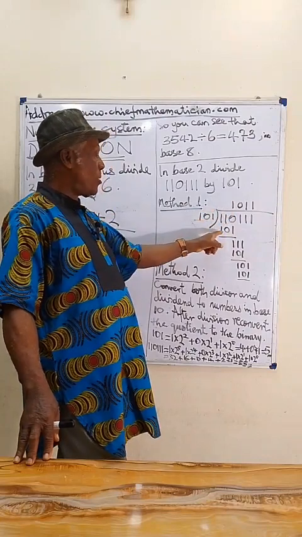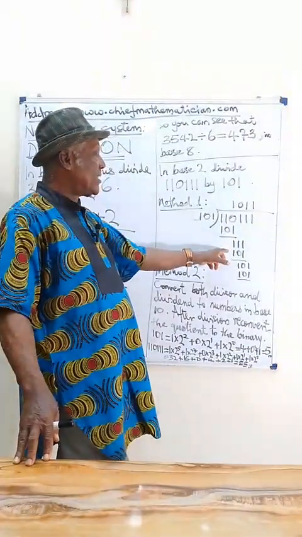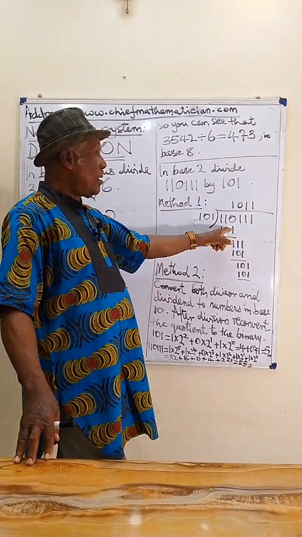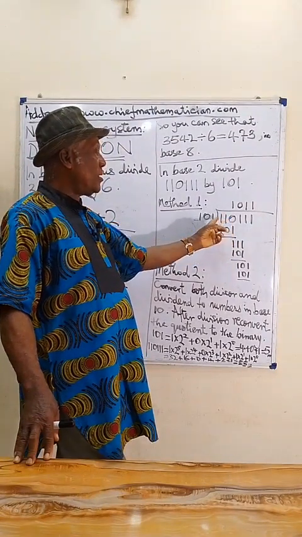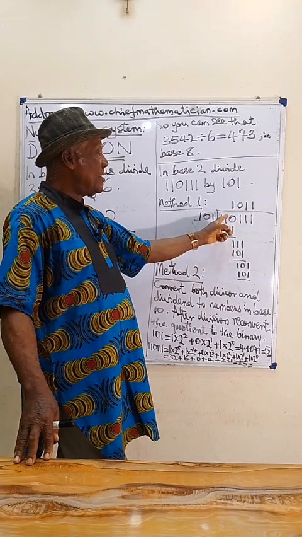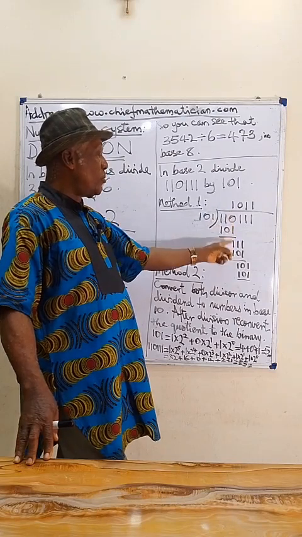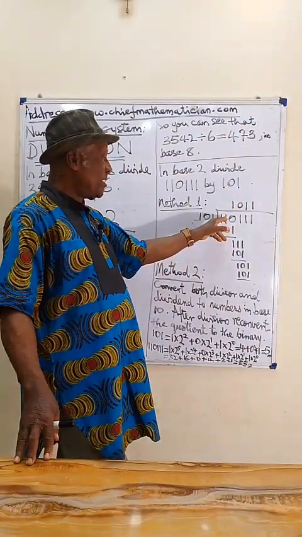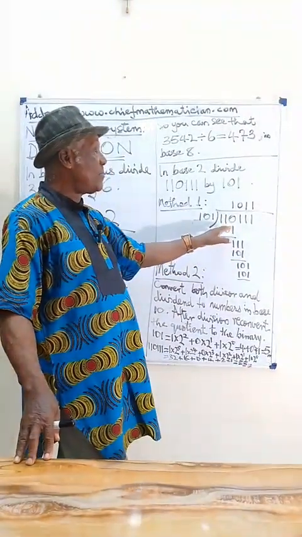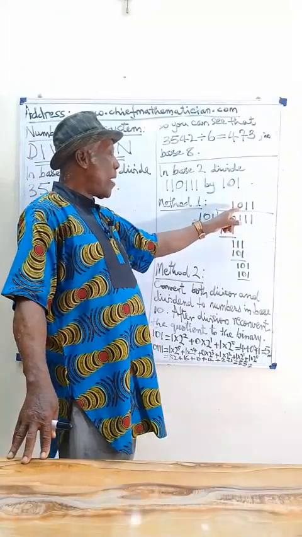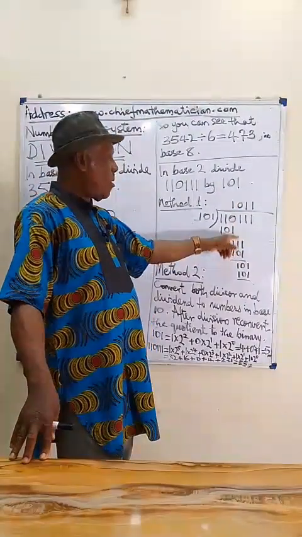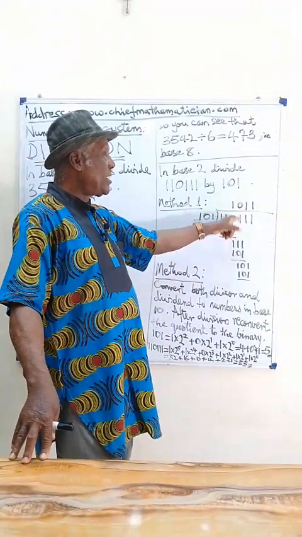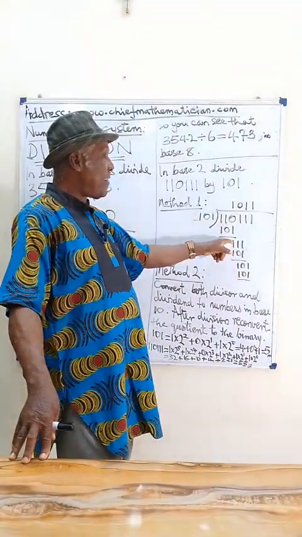1 times 101 is 101. You subtract. 1 from 0, of course, you are borrowing 1 from here, which gives you 2. 1 from 2 is 1. So this will be 0. They take care of themselves. Then you go up and bring down 1, 1. Bring down 1, 1. Now we have 111.